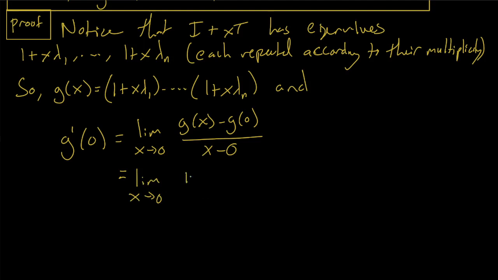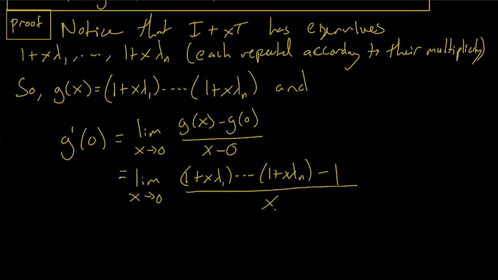Okay, so this is just the limit as x goes to 0 of, well, put in G of x right there. It's 1 plus x lambda 1, product all the way down through 1 plus x lambda n. Got repetitions there according to their multiplicity. All right, minus, what is G of 0? Just plug in zeros for x. It's a lot of multiples of 1. So minus 1. And this is all over x.